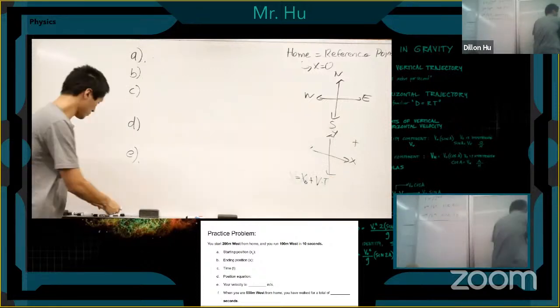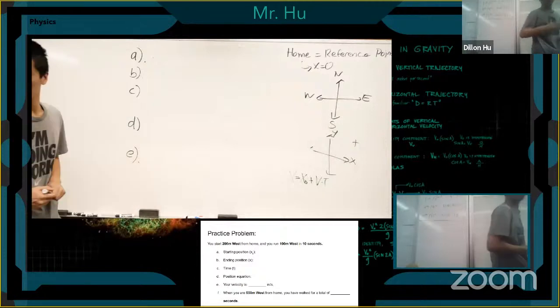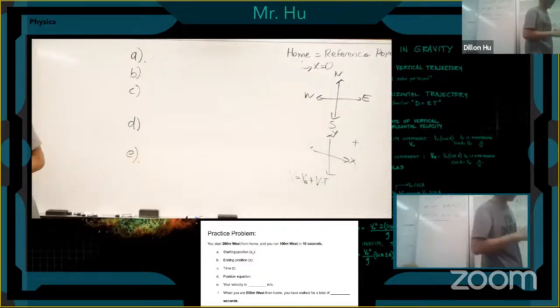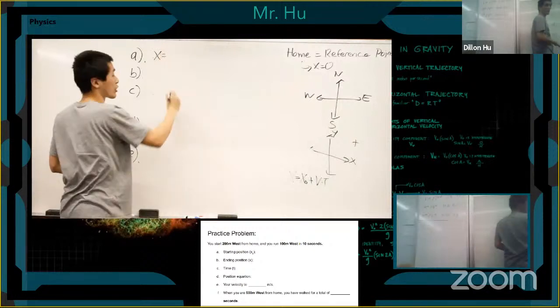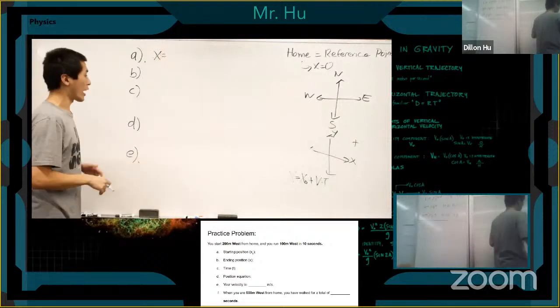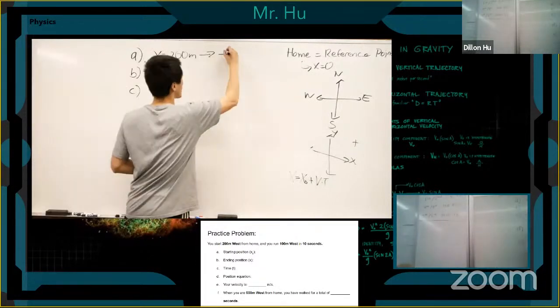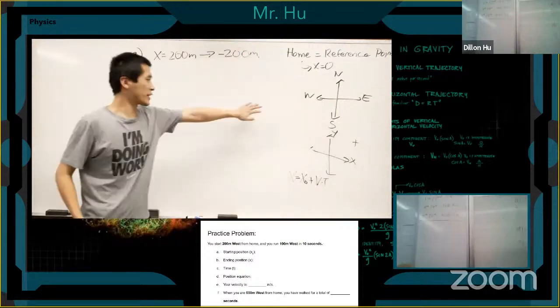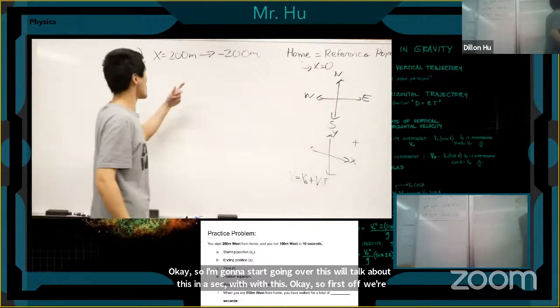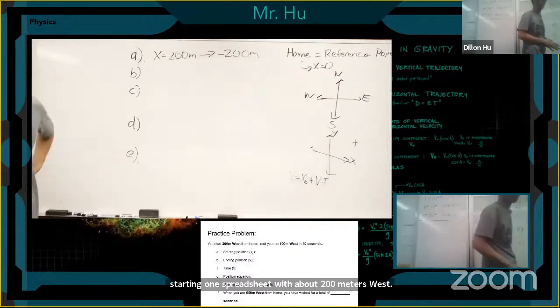Okay, I'm going to start going over this. First off, where are we starting? In this particular problem, we're starting 200 meters west. It might be more appropriate to write this as negative 200 meters, so the left is negative and right is positive.